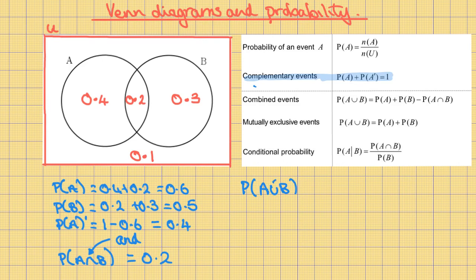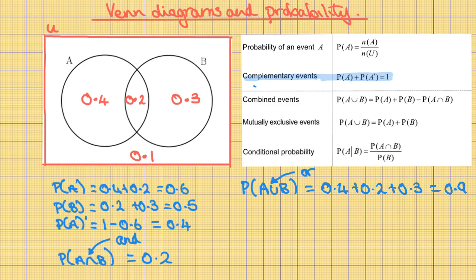You may also be asked, what is the probability of A union B? And the union also has another word associated with it, and that is or. So this is the probability of what is in A or in B or in both. And that is everything in A and everything in B. So that is equal to 0.4 plus 0.2 plus 0.3, which is equal to 0.9.